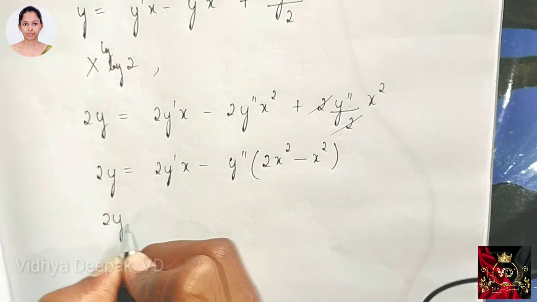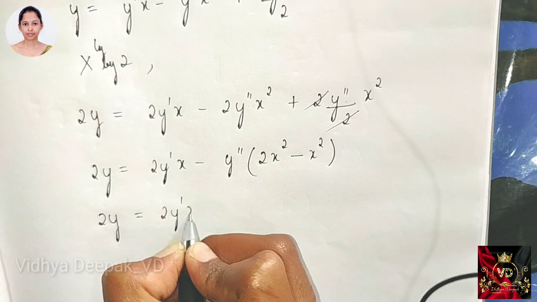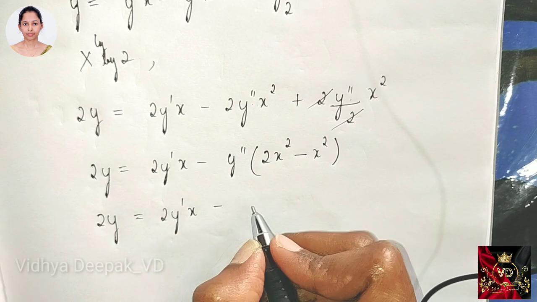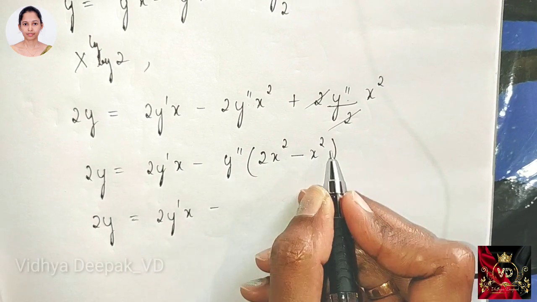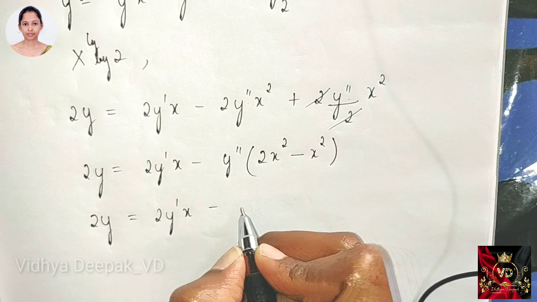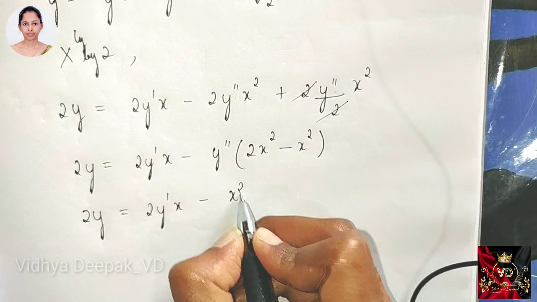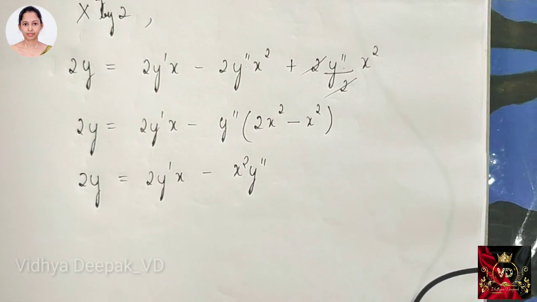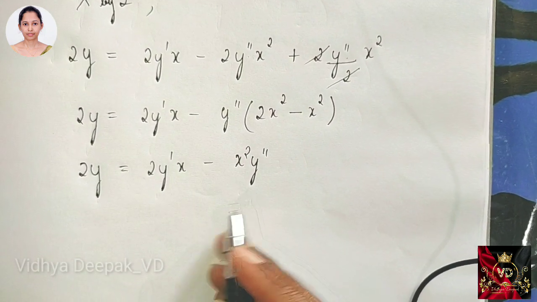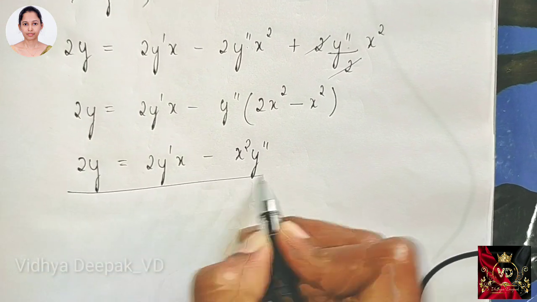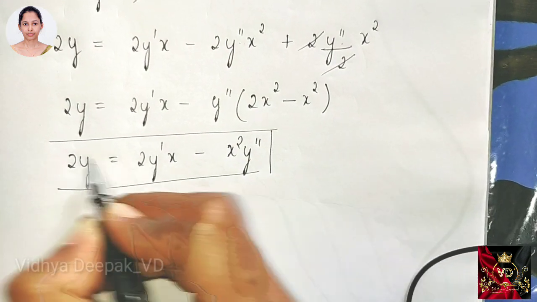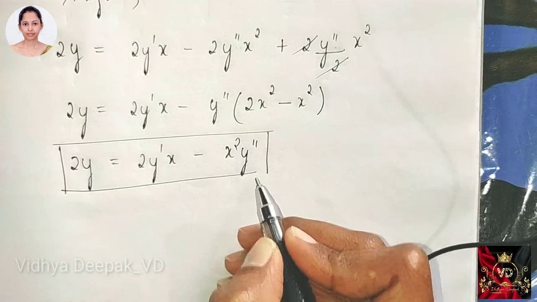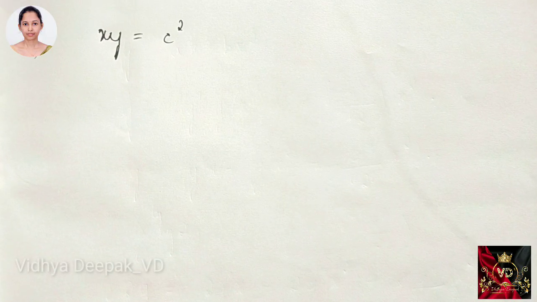So you have 2y is equal to 2y dash of x minus 2x square minus x square is nothing but 2 minus 1, 1. So it is x square into y double dash. I hope it's clear here. So this is your required differential equation. Now let us get into the next question.